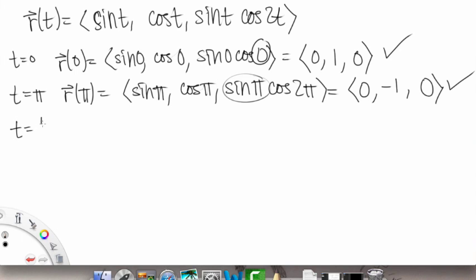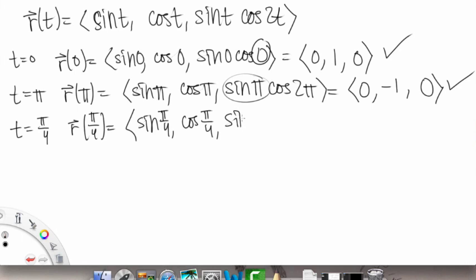So t equals pi over 4. We're going to plug that in. So r of pi over 4 is equal to sine pi over 4, cosine pi over 4, and then sine pi over 4 times cosine pi over 2, right? Because we had that pi over 4 times 2 is just pi over 2.